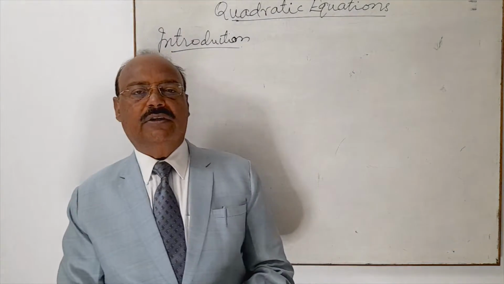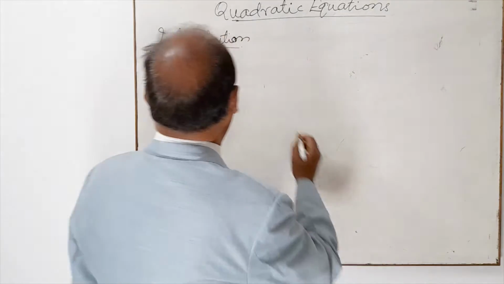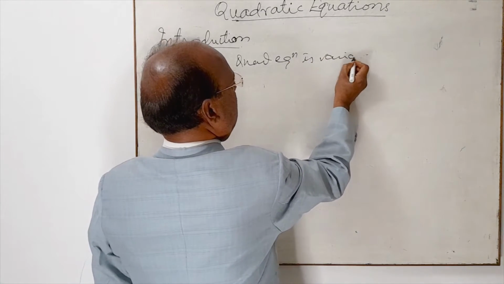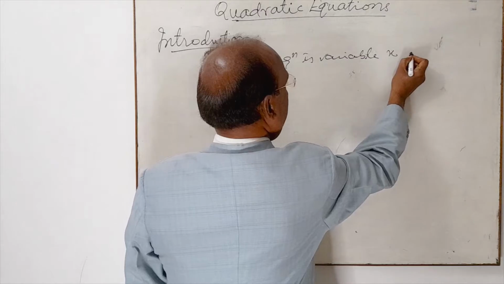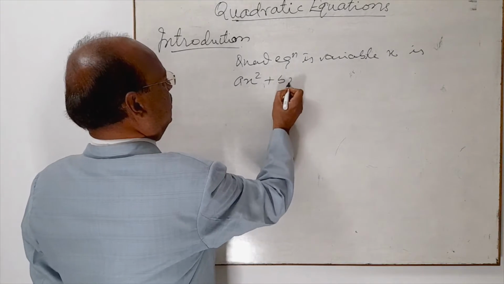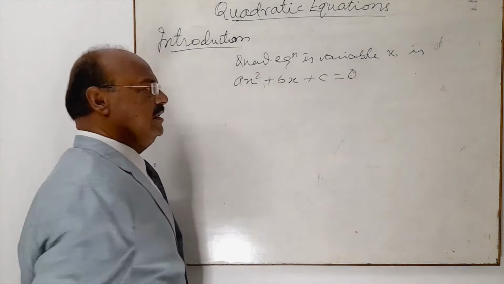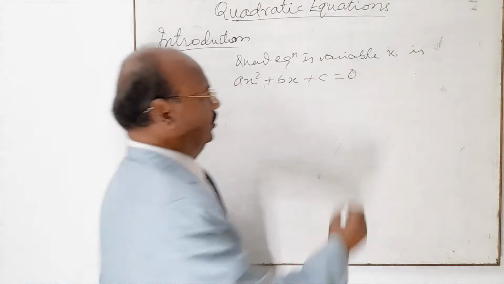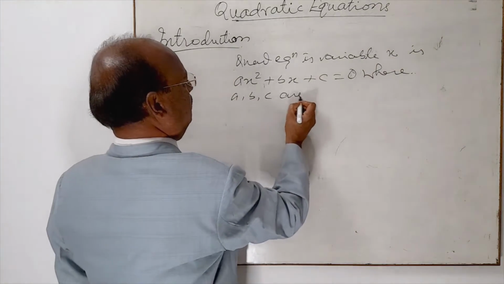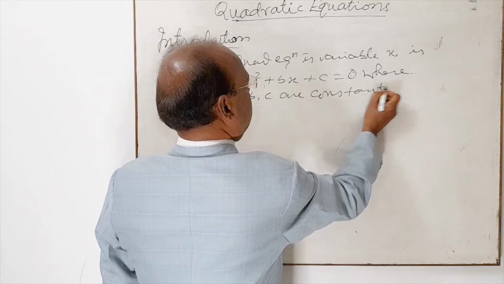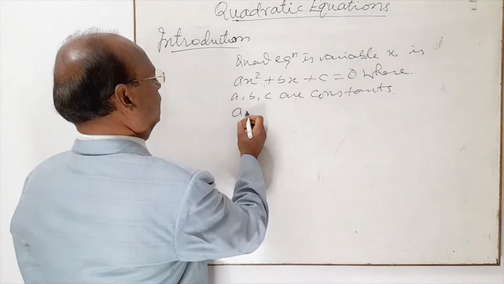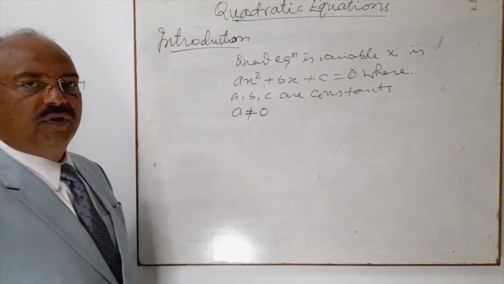A quadratic equation in variable x is in the form of ax square plus bx plus c is equal to 0, where a, b, c are constants, x is variable as you know, and here a must not be equal to 0.